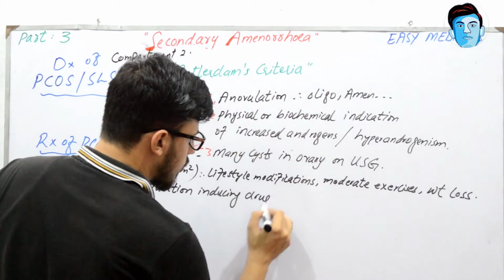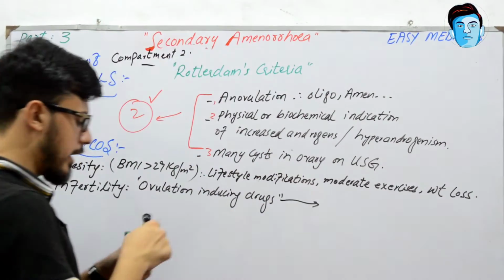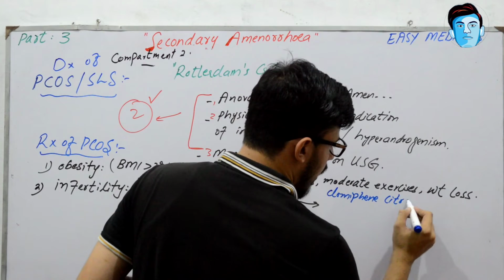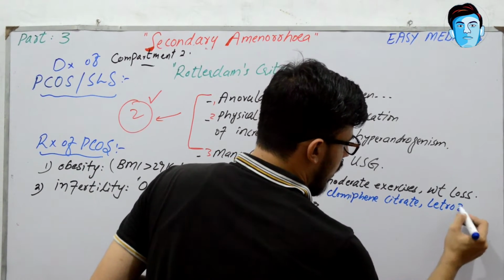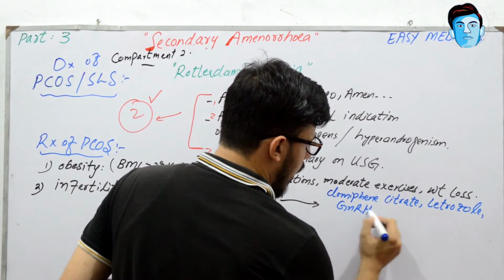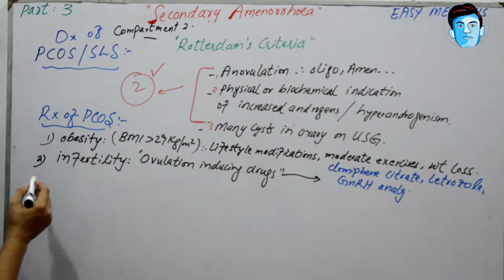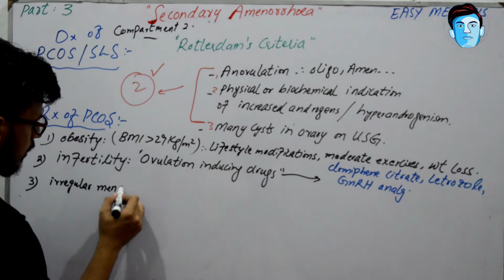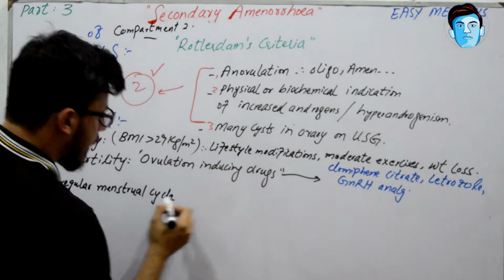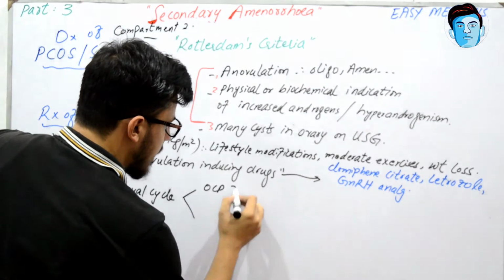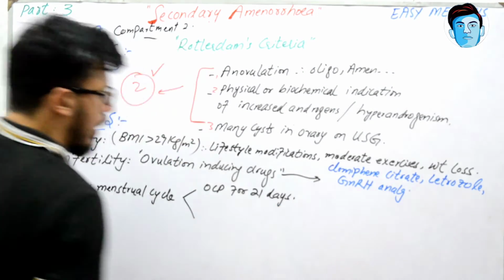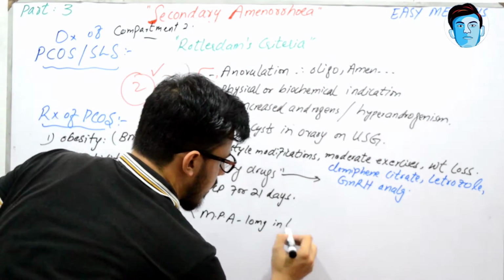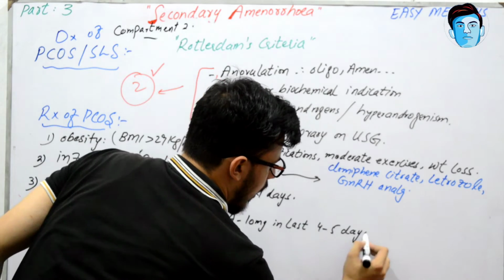And what are ovulation inducing drugs? That are clomiphene citrate. It also includes letrozole and GnRH analogs. Now, if the patient came with a complaint of an irregular menstrual cycle, in that condition you will give oral contraceptive pills for 21 days, and also you will give medroxyprogesterone acetate 10 mg in the last 4 to 5 days of her cycle.